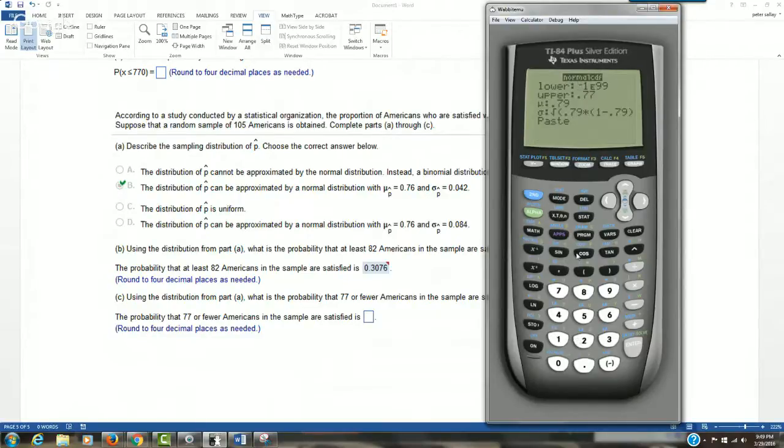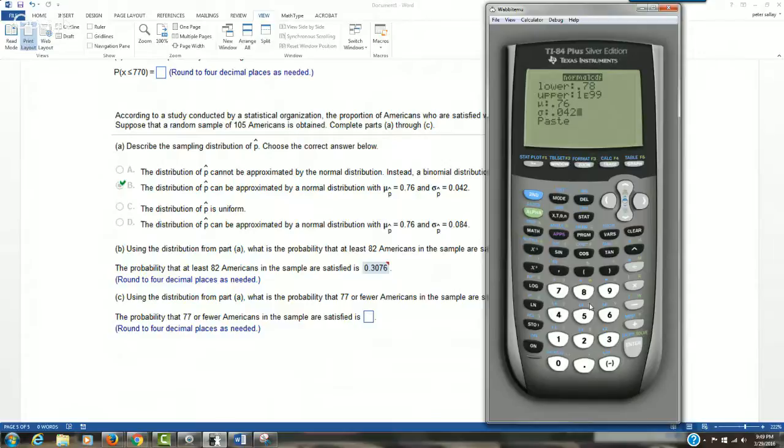Norm CDF. Okay. All right, so lower is going to be 0.78. Upper is positive infinity. Let's see, 0.76. I'm just going to be lazy and type it in. Okay. 0.042.